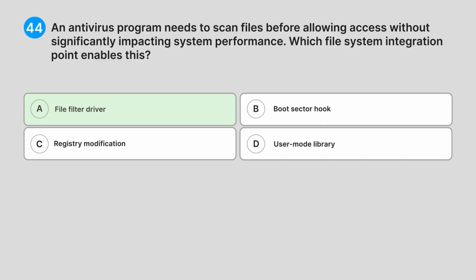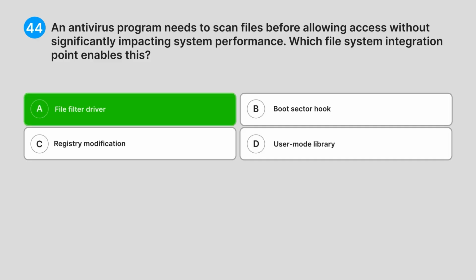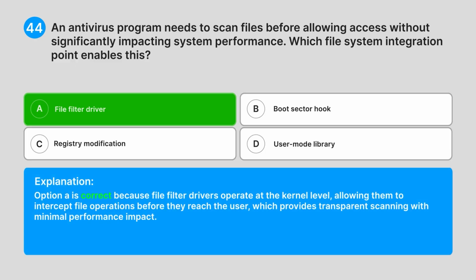Correct answer, A. File filter driver. Explanation. Option A is correct because file filter drivers operate at the kernel level, allowing them to intercept file operations before they reach the user, which provides transparent scanning with minimal performance impact.